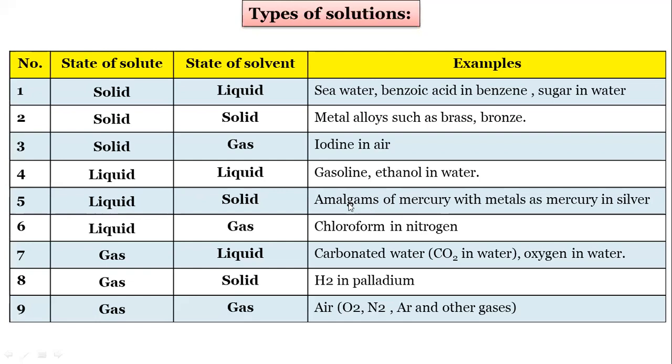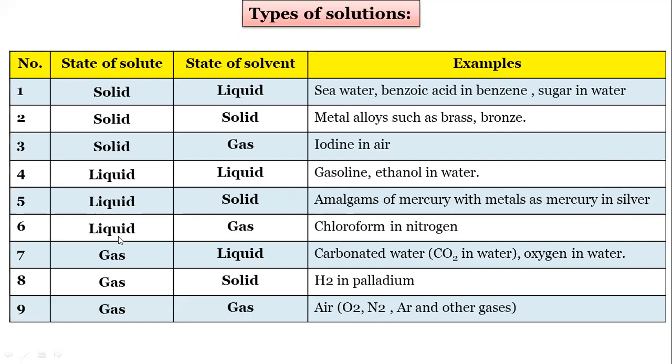So mercury is a solute here. See, mercury is a liquid solute and metals are the solid solvents. The examples we can take are zinc amalgam, and mercury in silver, which is silver amalgam. So when any metal is combined with mercury, it is called an amalgam, remember.